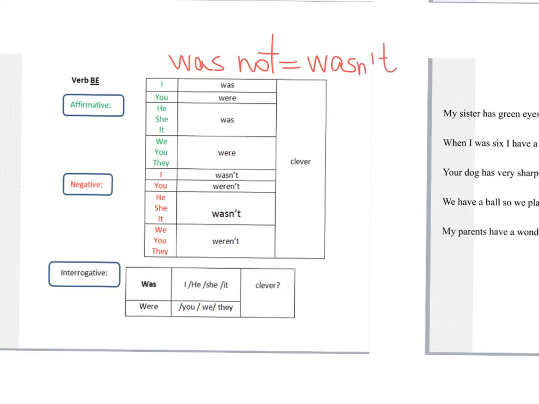And for the interrogative, if we want to ask, we change. Was or were go first. So we would change the order. We would write the was, the verb, at the beginning, and we would write the people we are talking about in the middle of the sentence.